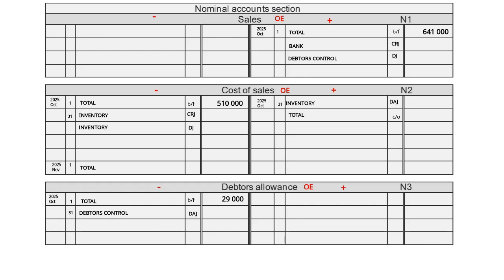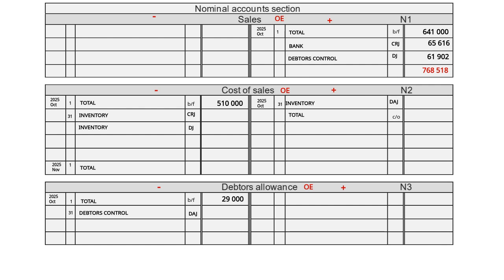Now if we go to sales, sales will have a positive effect on our bank balance when we receive money in the CRJ and when we receive money from debtors in the DJ. So bank CRJ total is 65,616, and the debtors control total in your debtors journal is 61,902. Then we simply tally up the credit side and we get 768,518 as an answer.